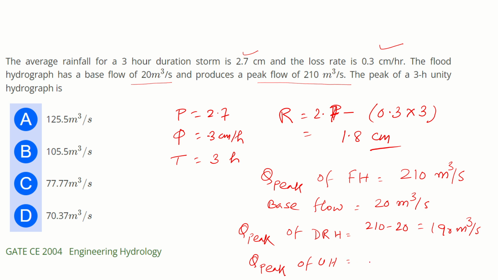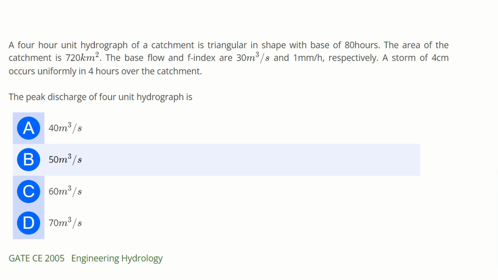This is very simple, 190 divided by runoff, that is 1.8. If you calculate, it will be 105.5 meter cube per second. Option. Okay. Let's go to the next question.